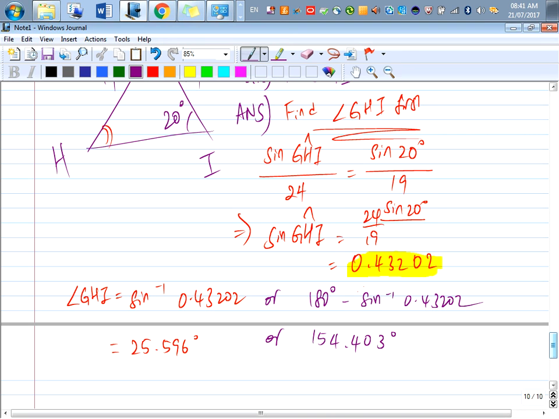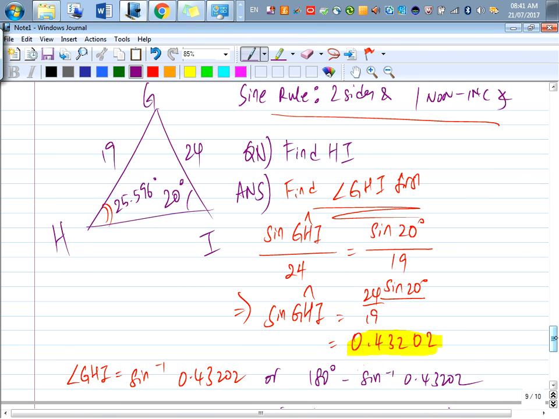But if I did not draw the diagram for you, can I choose both? Yes, I can, because 154 plus 20 is still smaller than 180. Correct? So based on the diagram, I will reject this. So now I have angle GHI, this is 25.596 degrees. So now, how do I find the length of HI?